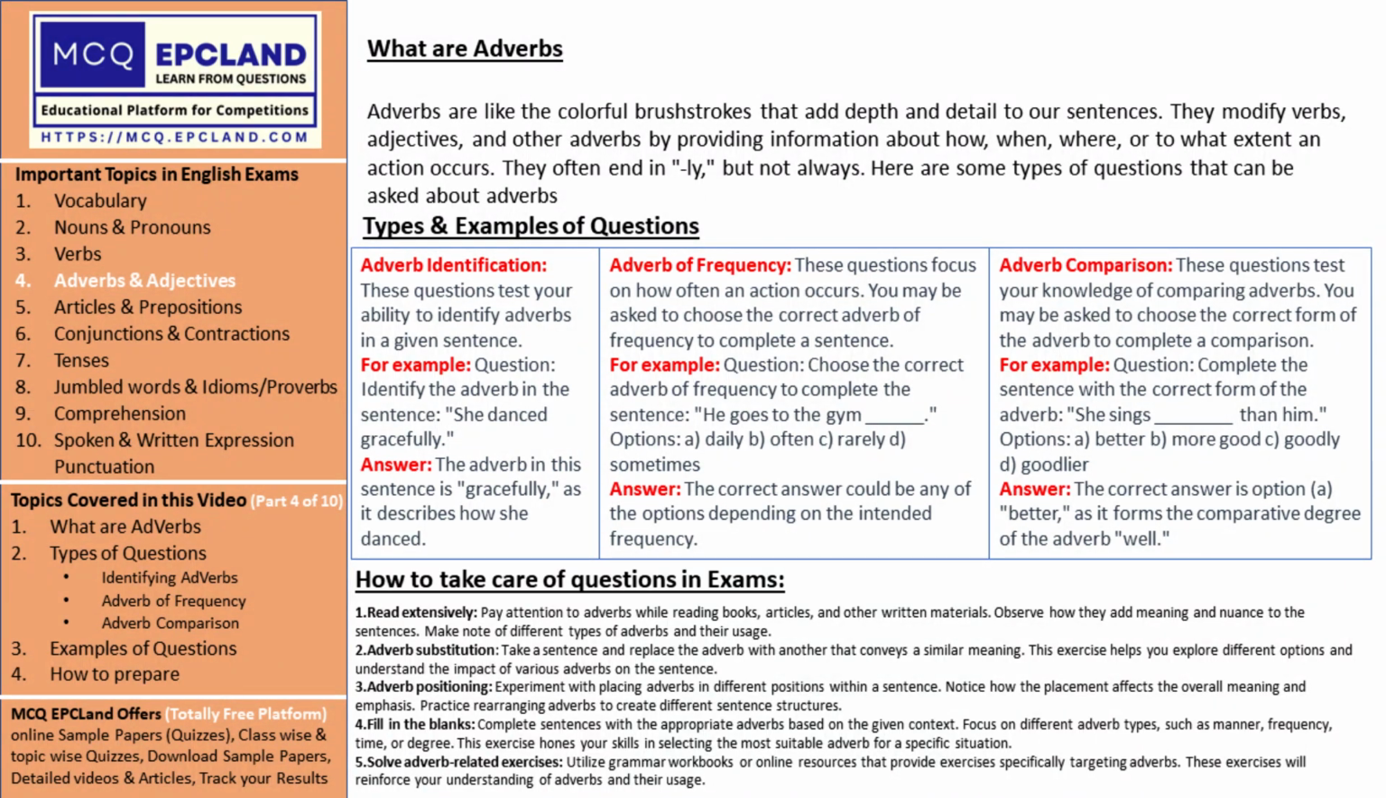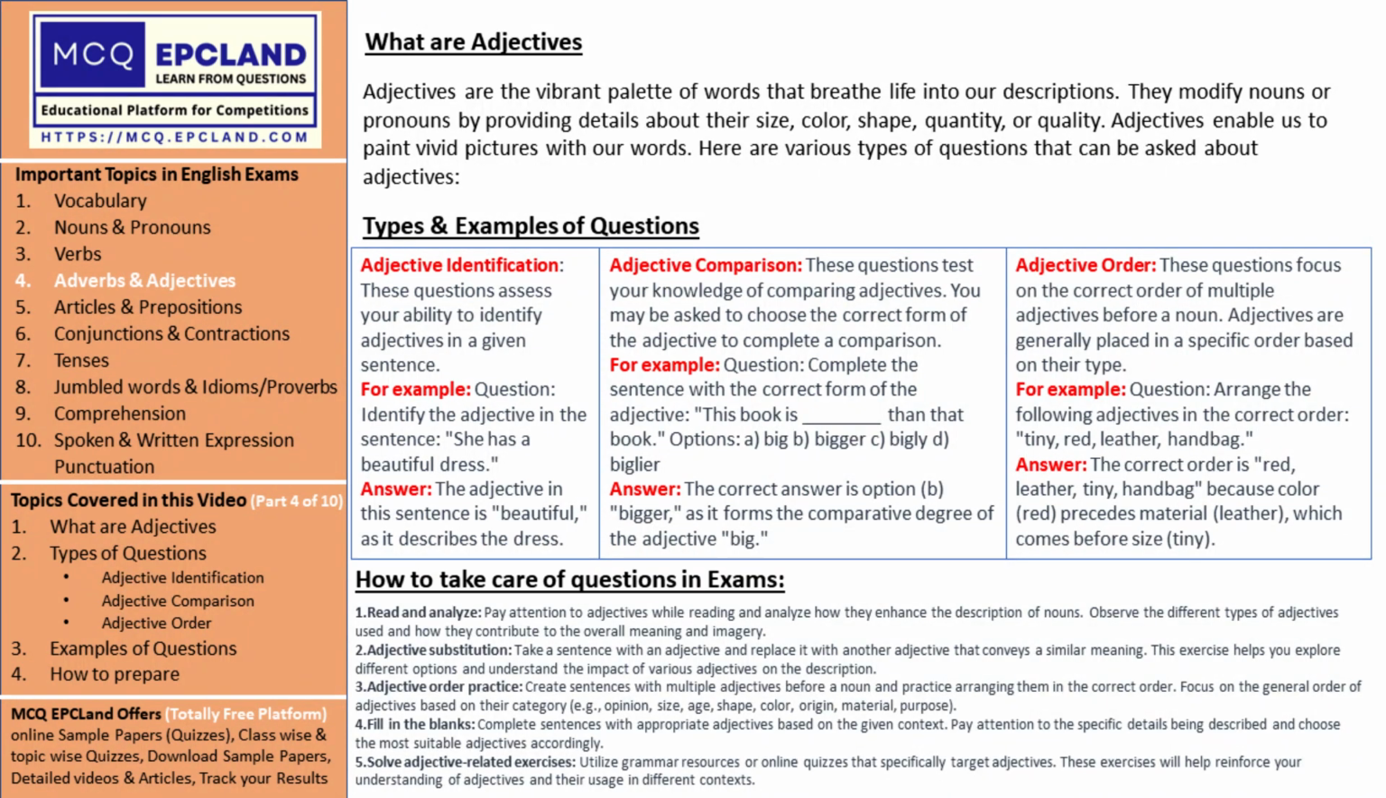Now, let's talk about the next topic, that is adjectives. Adjectives modify nouns or pronouns by providing details about their size, color, shape, quantity, or quality. They enable us to paint vivid pictures with our words. Are you ready? Let's embark on this colorful journey. First, let's talk about adjectives. They are the vibrant palette of words that allow us to create engaging descriptions. Adjectives modify nouns or pronouns and provide details that bring them to life.